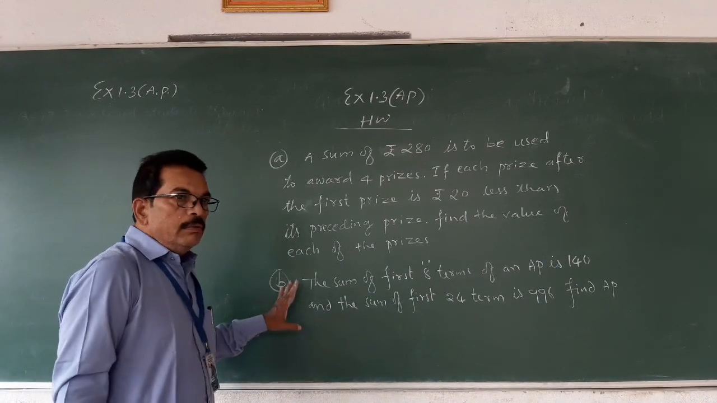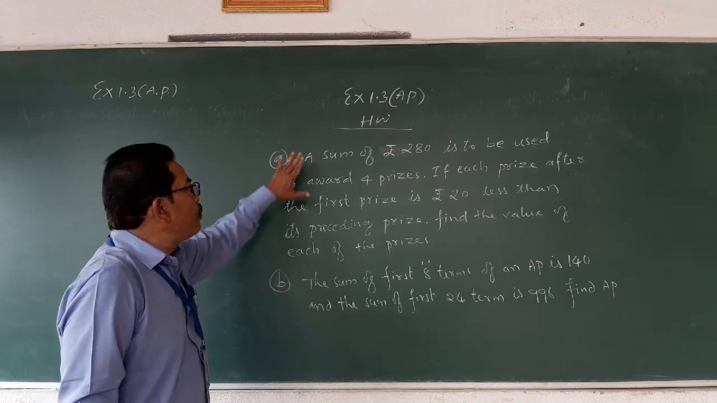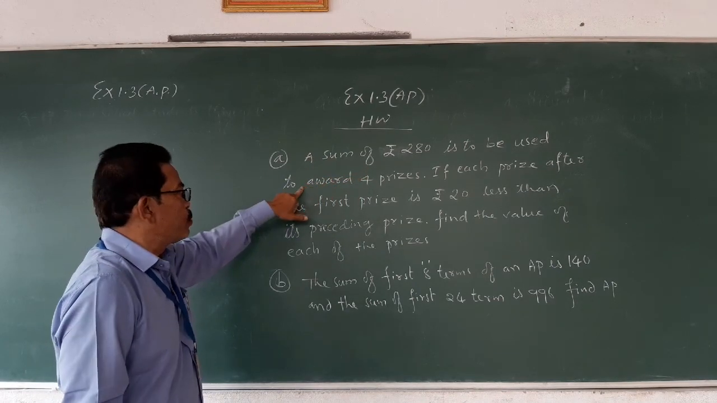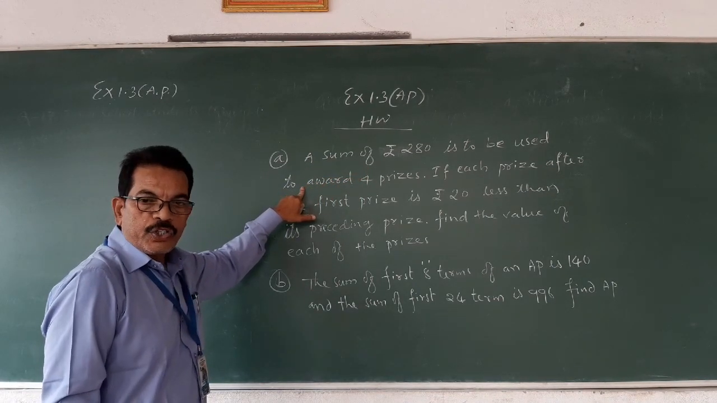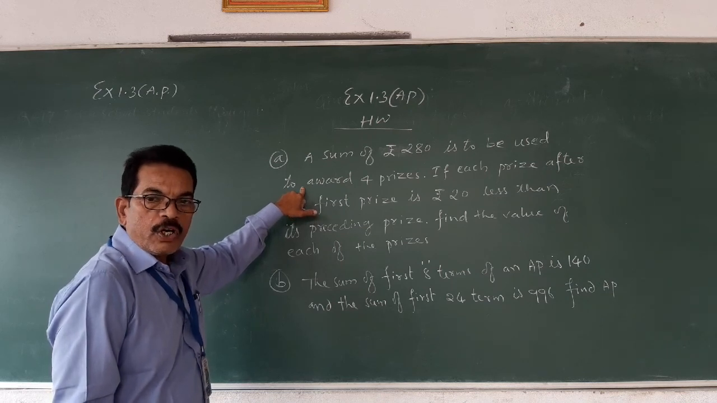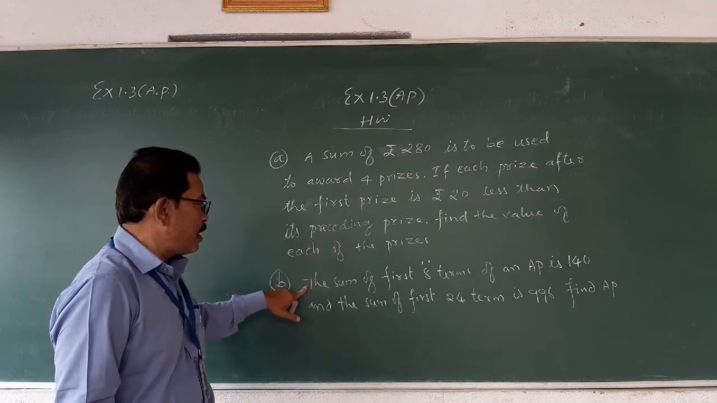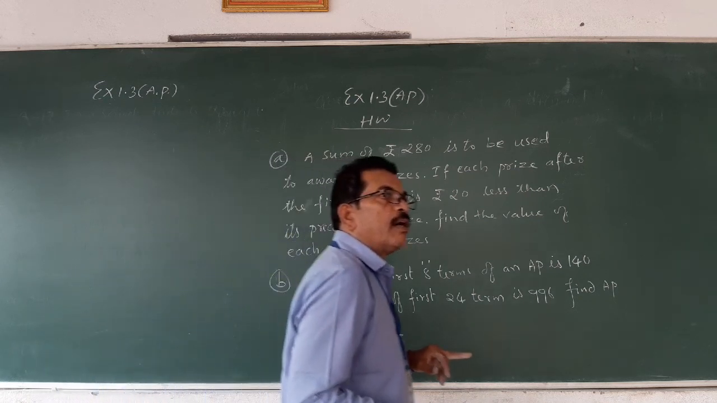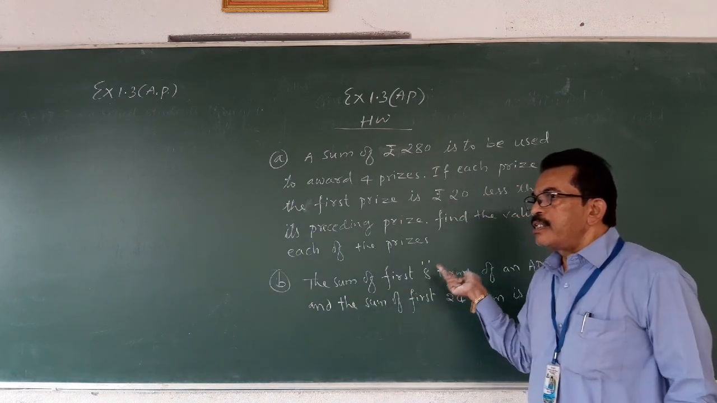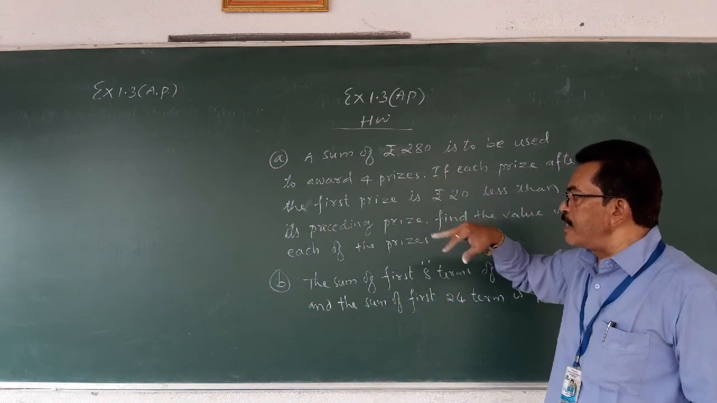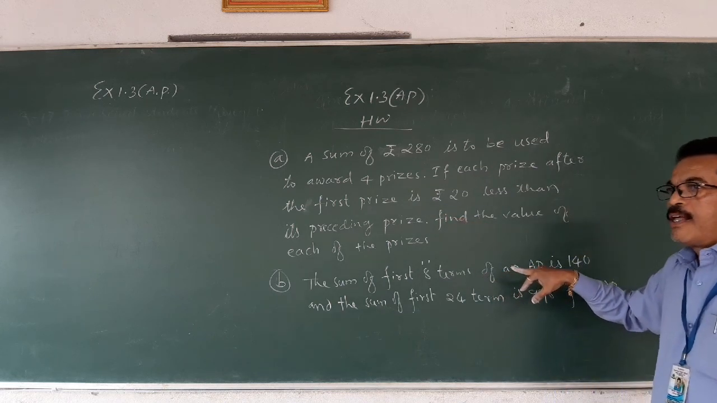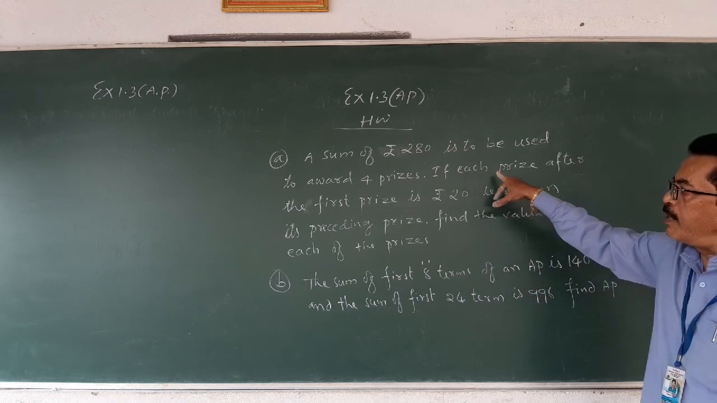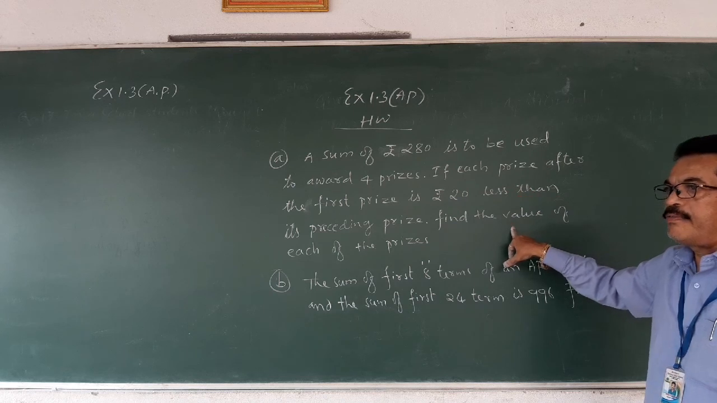See, today I have given you only 2 homework problems. That is the sum of rupees 280 is to be used to award prizes, a related question. Already I have solved this type of question. Then this one is a previous problem, which means we have solved it in the third or fourth example of this exercise. So, referring to those solutions, you have to solve this one. Read the problem clearly and solve correctly. Okay, thank you.